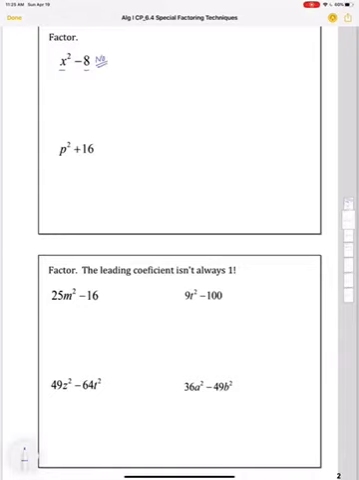No. Because what times what is 8? Nothing. So you can't factor that one. So we would just leave it x squared minus 8, and you can just say it's prime also, or just leave it. Now this one, that's a perfect square.